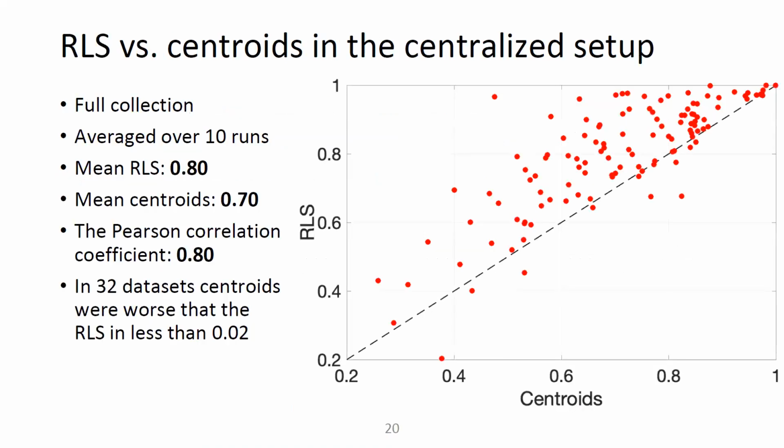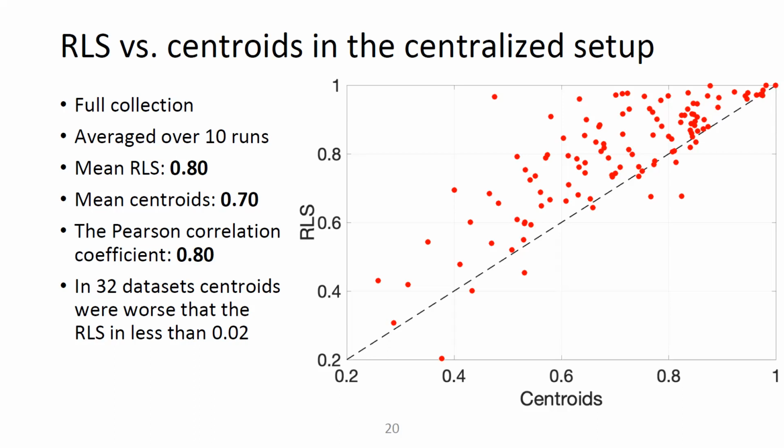This is the first experiment. We took the centralized setup, and we just wanted to see how the regularized least squares compares against the centroids. We averaged over 10 runs and cross-validated. These are the cross-validated accuracies obtained by each of the classifiers, so each point is one classifier. The Pearson correlation coefficient between the results was 0.8, and this indicates a high dependency between the results.